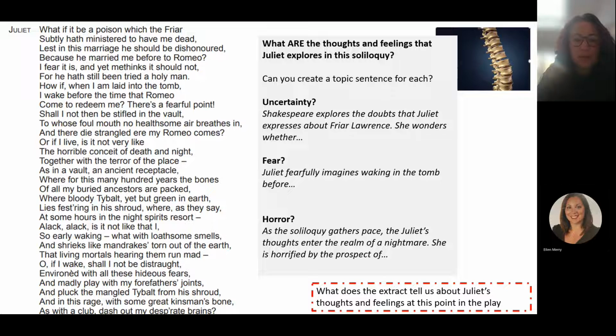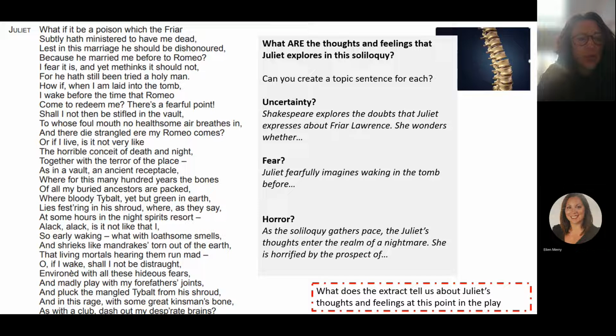Shakespeare explores the doubts that Juliet expresses about Friar Lawrence. She wonders whether... So you can have a look through the extract to see where you can find evidence where she's unsure. Fear. Juliet fearfully imagines waking up in the tomb.